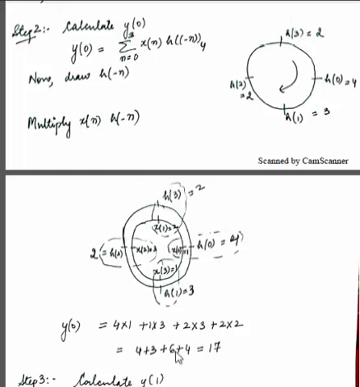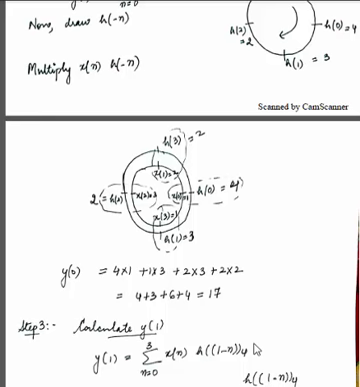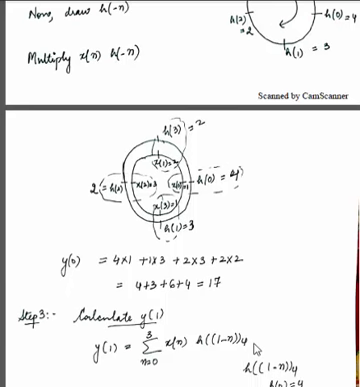That is 4 plus 3 plus 6 plus 4, that is equal to 17. So y of 0 is 17. Now the next step is to calculate y of 1. We have to put m equal to 1 in equation 1.